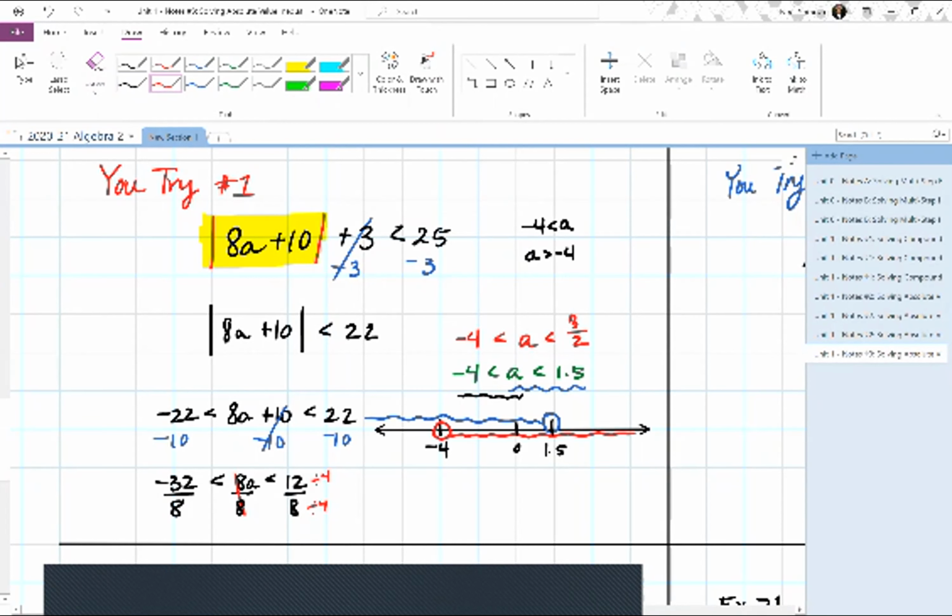Okay. So since this was an and problem, then we are looking for the intersection. And so the intersection happens in the space in between negative 4 and 1.5. And that's where our solution set will exist. So this solution will be negative 4 all the way to 1.5. Since at negative 4 we had an open circle, that represents a parenthesis. And then same thing at 1.5. It's an open circle, so then we use parentheses. Okay, so that's our interval. That's our solution set.